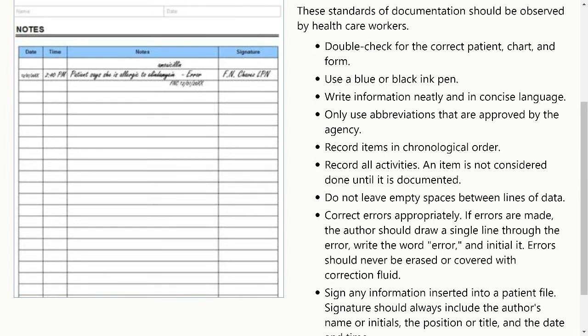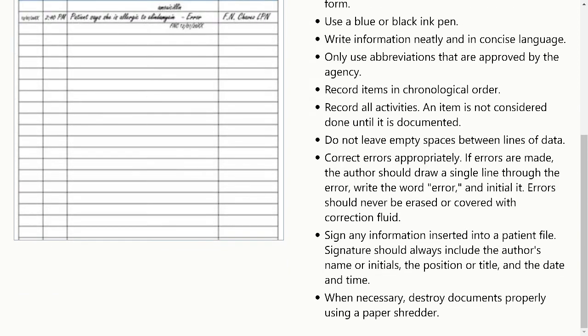Correct errors appropriately. If errors are made, the author should draw a single line through the error, write the word error, and initial it. Errors should never be erased or covered with correction fluid. So you can't use whiteout. You have to draw a line through it, put error, put your initials, and then you chart the way you should chart. Sign any information inserted into a patient file.